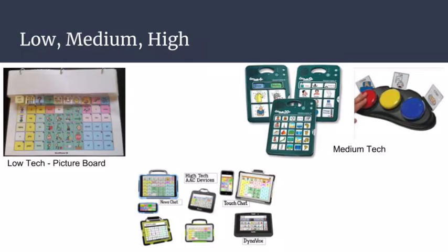Here are some examples of low, medium, and high-tech AAC. For low-tech, you see a picture board with PECS. For medium-tech, you see a GoTalk and a button system. For high-tech, you see a Dynavox and several tablets and smartphones with apps such as TouchChat and NovaChat.